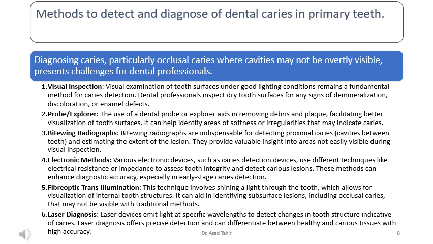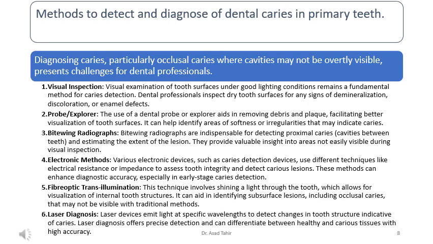Fiberoptic transillumination. This technique involves shining a light through the tooth, which allows for visualization of internal tooth structures. It can aid in identifying subsurface lesions, including occlusal caries, that may not be visible with traditional methods.